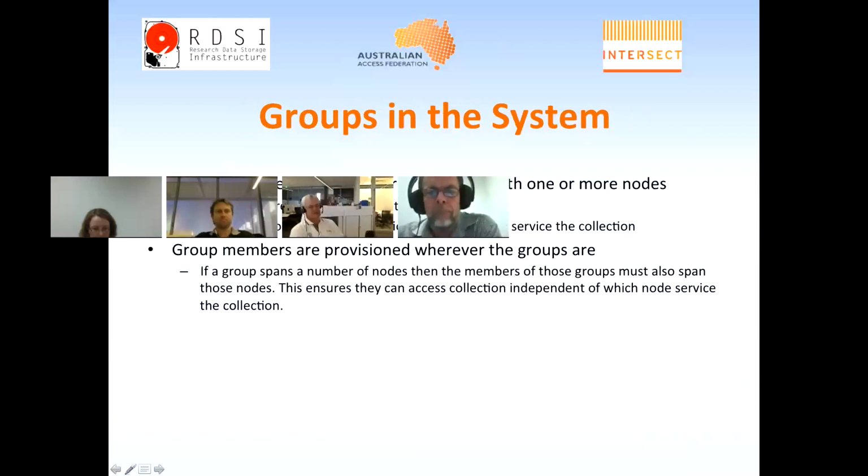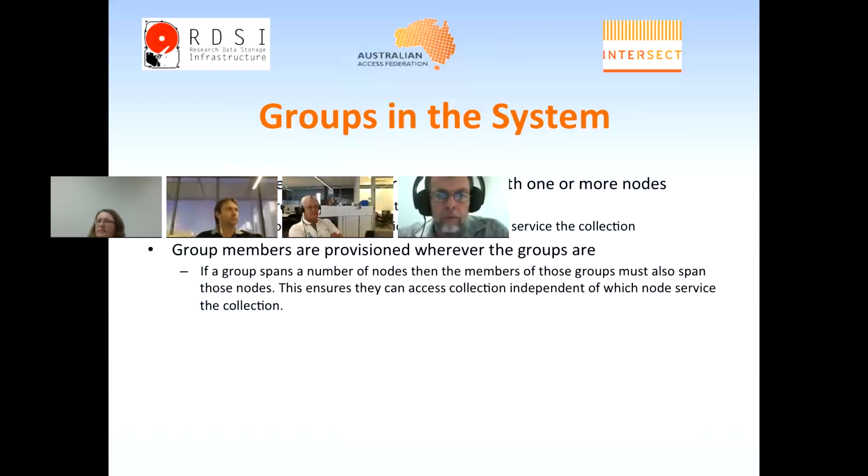Groups within the system, collection services, allocations, if you like, will have a relationship with one or more of the nodes. So they will come and talk to the nodes and arrange access to some storage or some HPC or whatever. And groups are created for those collections. Those collection groups or allocation groups are then only provisioned to the nodes that service the collection. So if there's more than one node that services a collection, those groups will flow down into multiple nodes. And that's the next point.